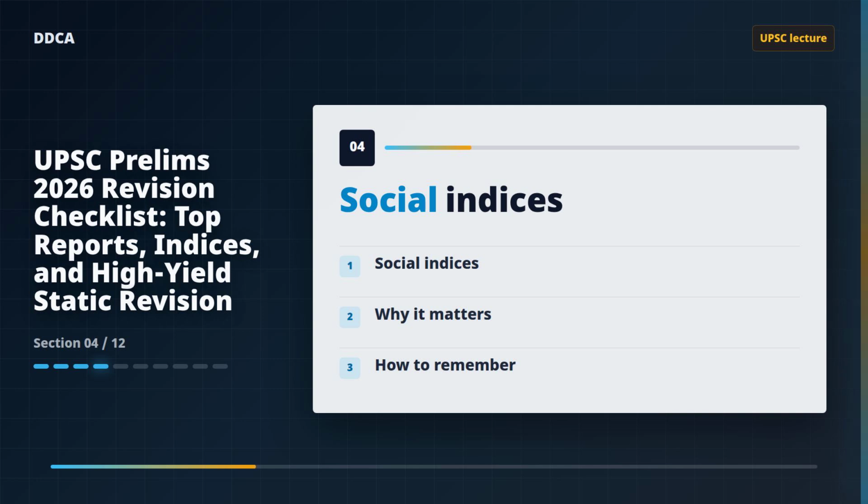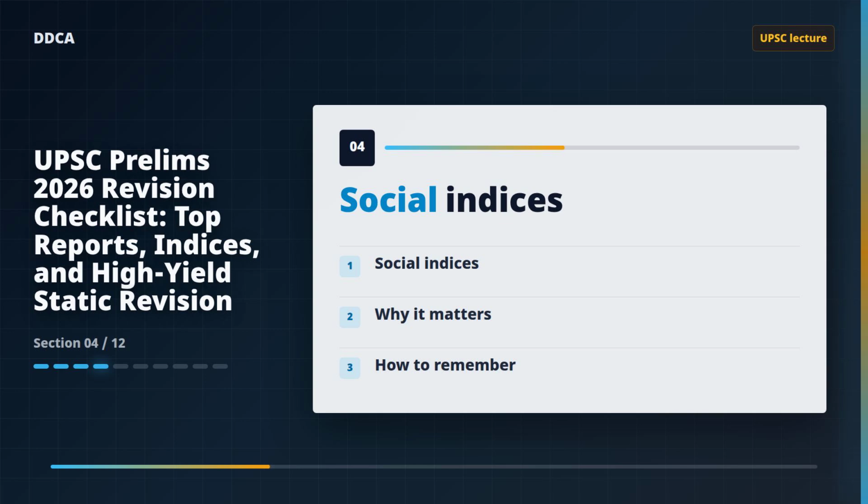Remember the basic idea. Human development is not only income, it also includes education and health. Then revise the global gender gap type of indexes from the World Economic Forum. The theme here is gender parity, meaning the gap between men and women in opportunities and outcomes.